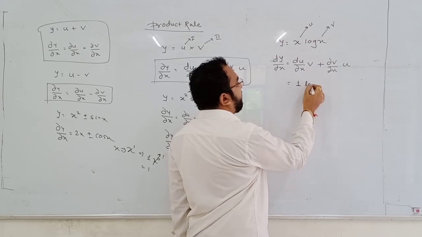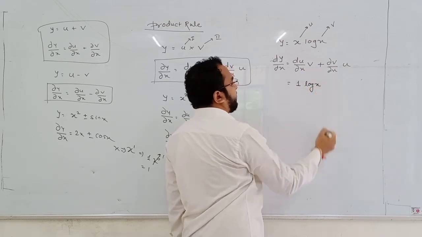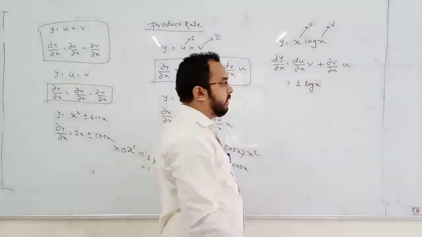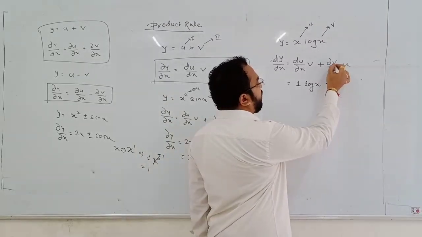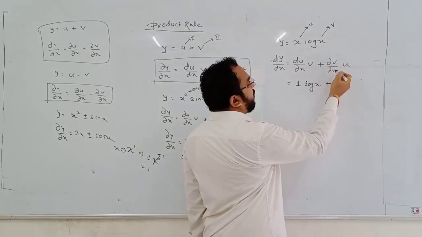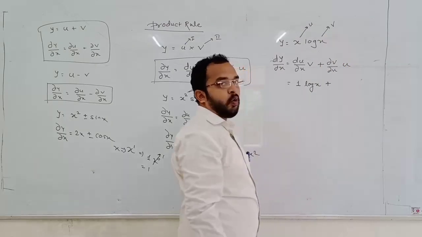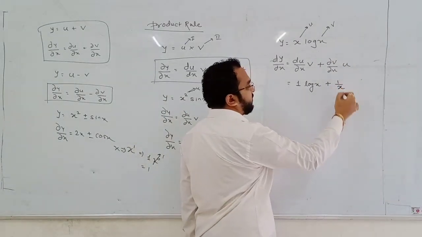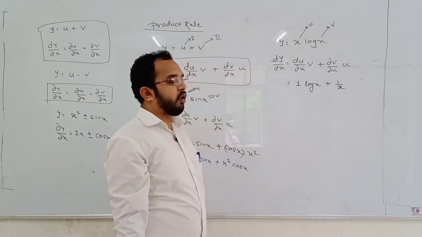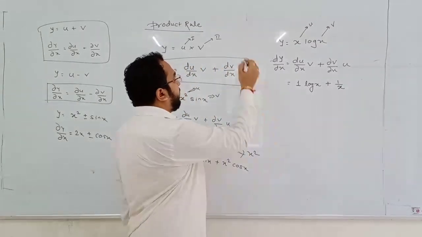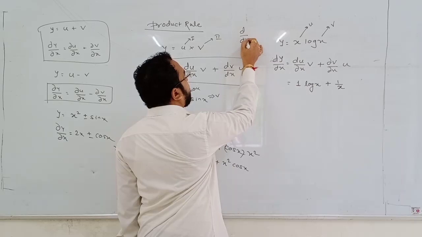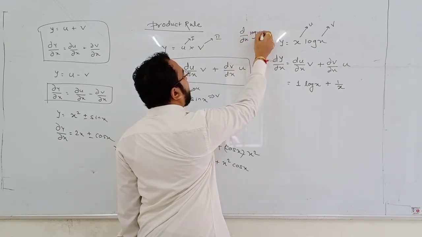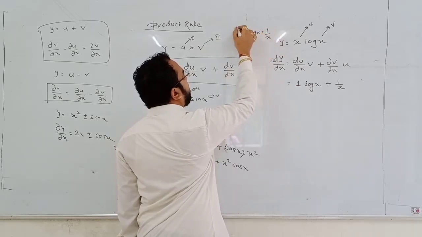What is v? Second function, that is log x. This as it is. Next, differentiation of second. Differentiation of v. v is log x. What is the differentiation of log x? Differentiation of log x is 1 by x. I have told you: differentiation of the logarithmic function log x will be 1 by x.